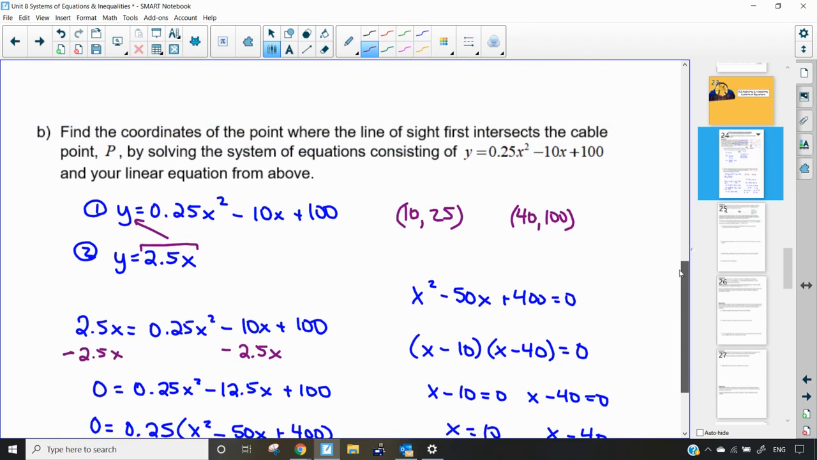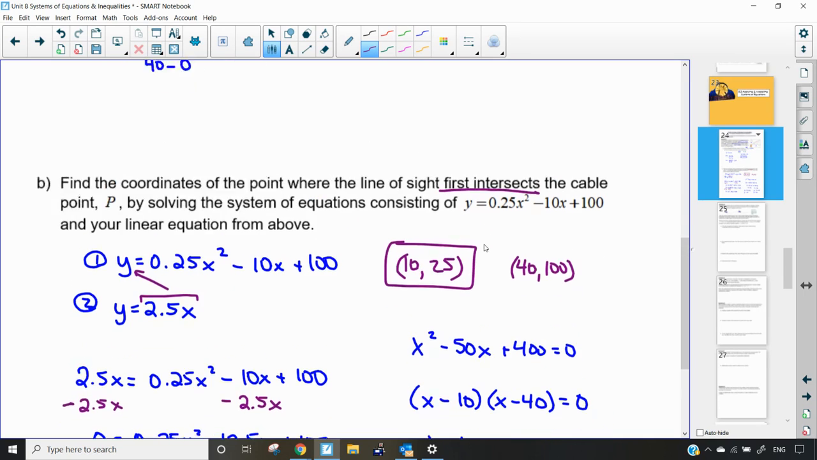So first of all, taking a look here, we're asked to find the coordinates of the point where the line of sight first intersects the cable. Well, it's going to first intersect the cable at (10, 25). So this is my answer. Let's take a look at what that means in the context of the question.